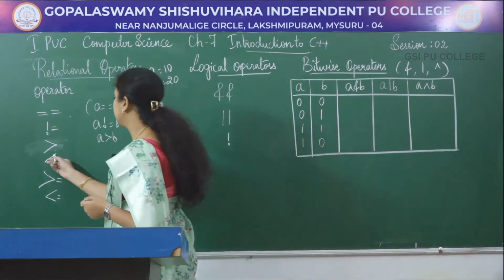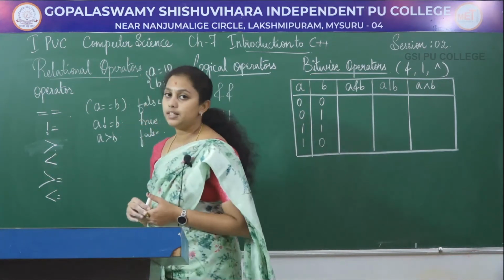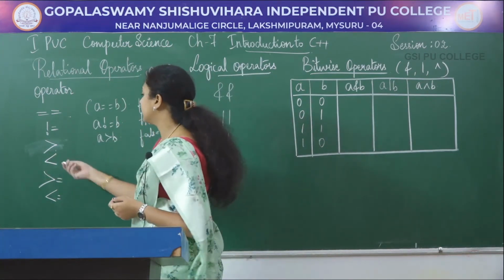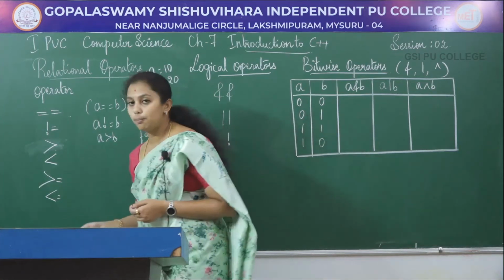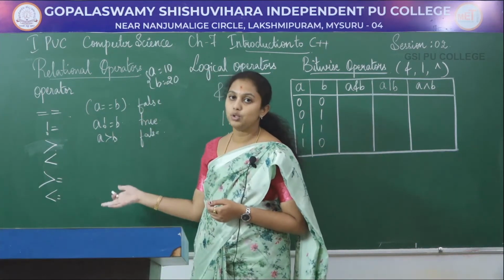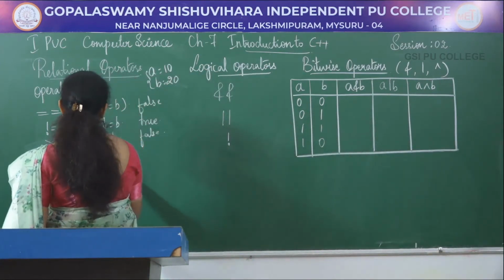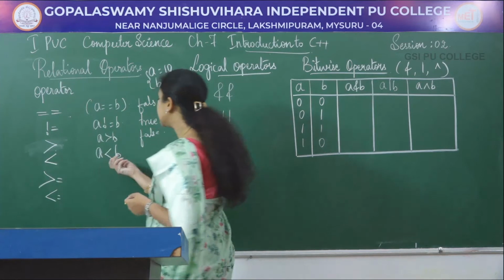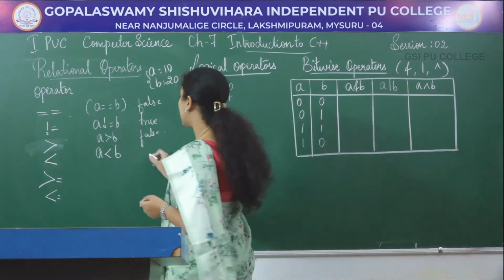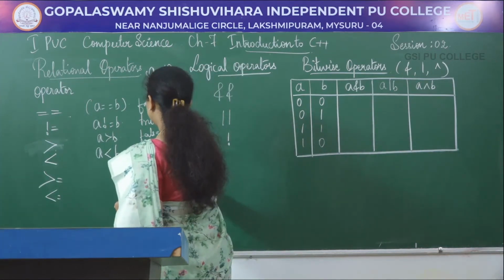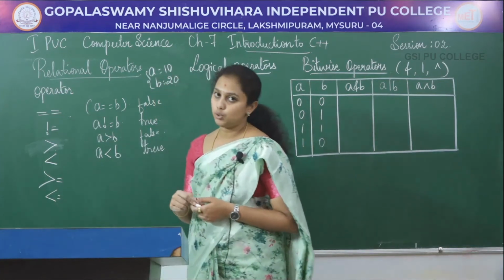Next is lesser than operator. So it checks whether the value of the left operand is less than the value of the right operand or not. It is A less than B. Here 10 is less than 20, hence the output will be true.